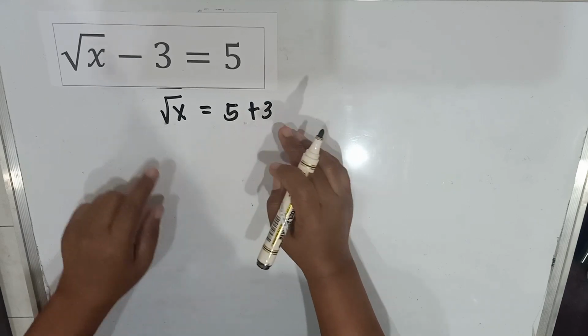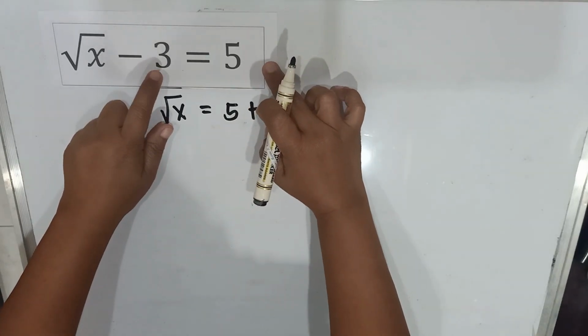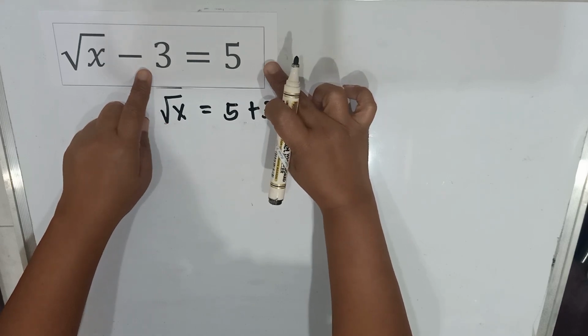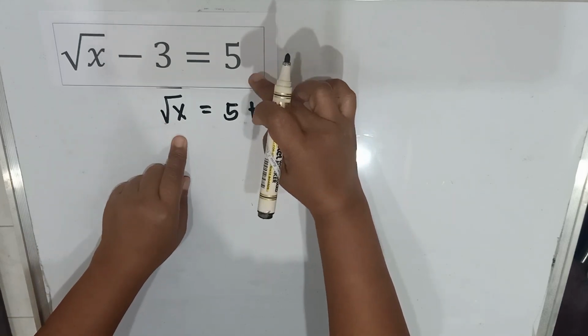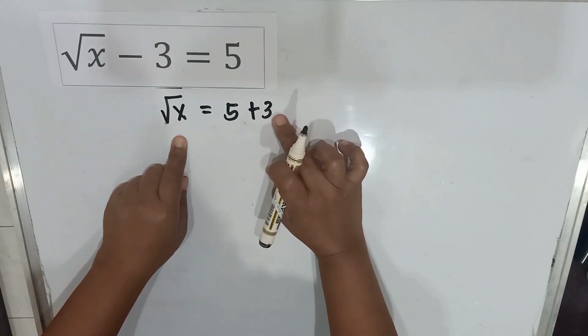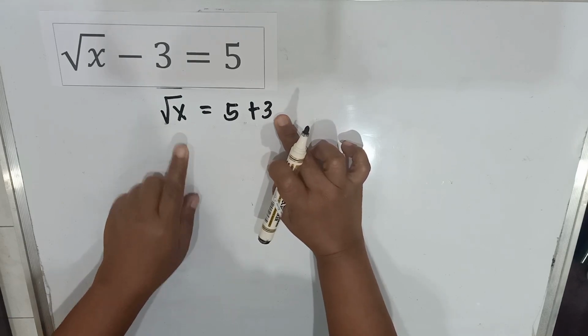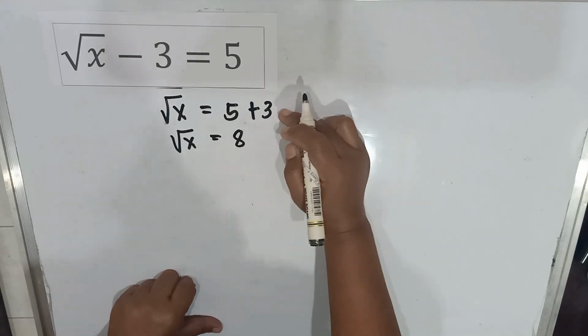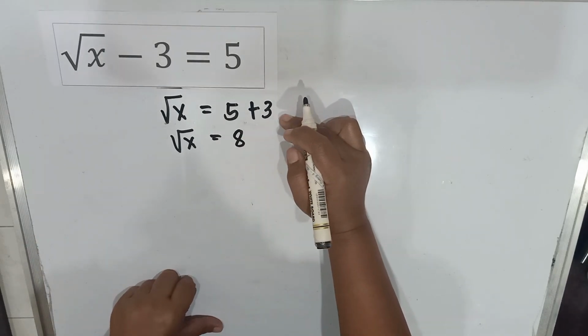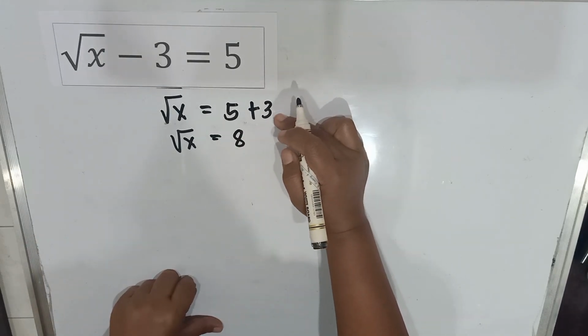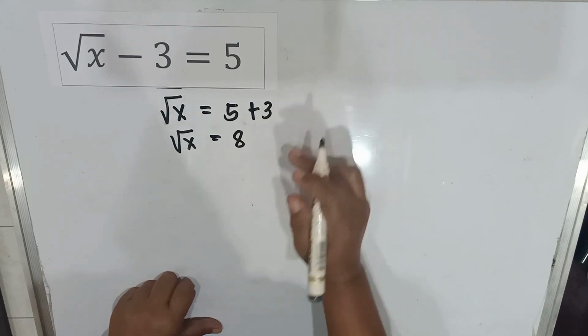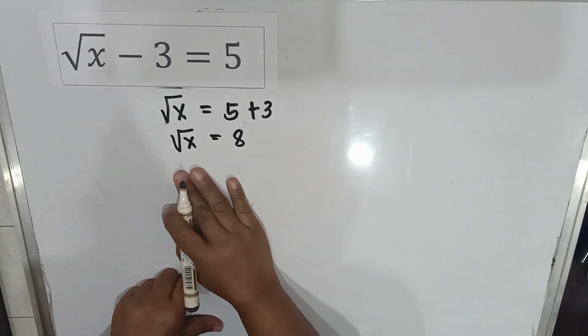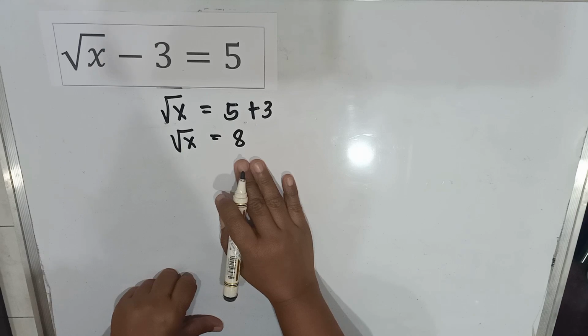We are adding positive 3 on both sides of the equation. So negative 3 plus 3 is 0. Then 5 plus 3 is 8. Okay? So square root of x equals 8. The next step is combining like terms. At this point, we are going to combine the constants. So we now have square root of x equal to 8.